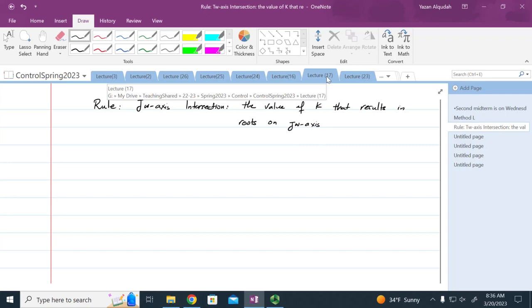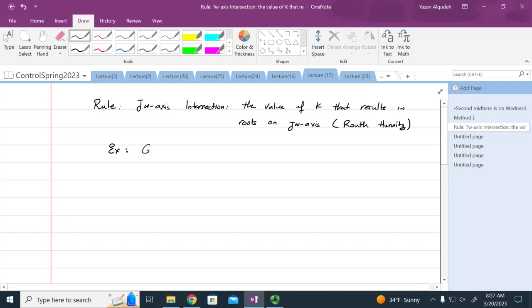What tool that we have already studied might help us find the j omega intersection? Starts with Routh and rhymes with Hurwitz. Okay, so we're going to use the Routh-Hurwitz table to find the j omega intersection.